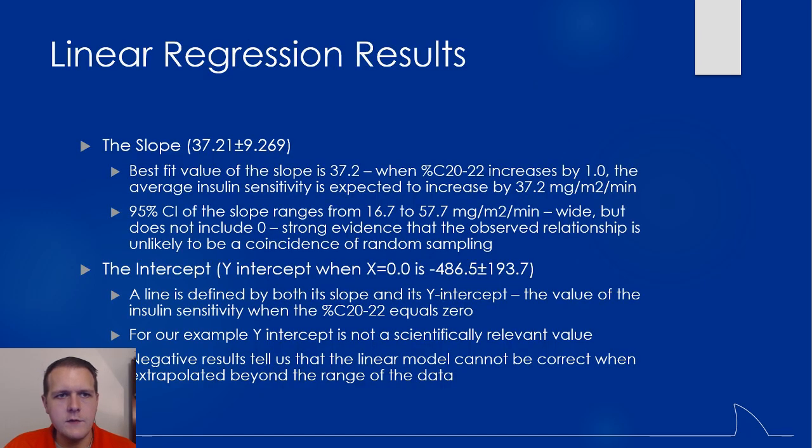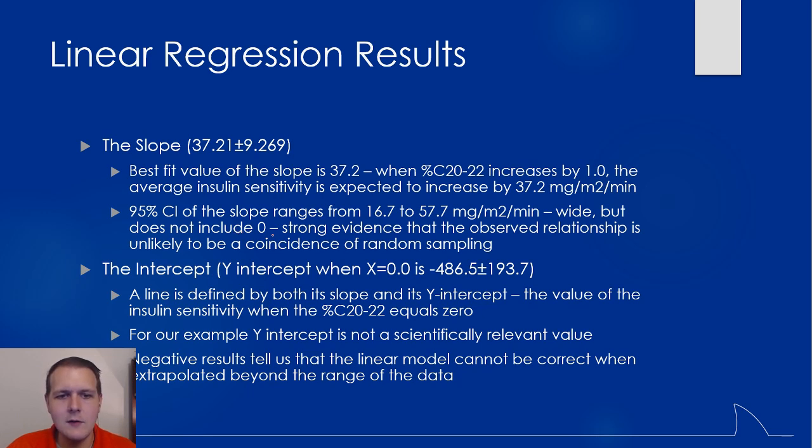Okay, so let's look at the results of this linear regression. So we see here, again, the slope is 37.21 plus or minus 9.269. Again, there's going to be some inherent variability there, but this is basically the slope that we came up with. So as you increase the x value, the C20 to 22 percentage, by 1, you should see an increase in insulin sensitivity of 37.2 milligrams per meter square, right? And again, you're going to see that the confidence interval will range there. It's fairly wide, but it doesn't include 0.